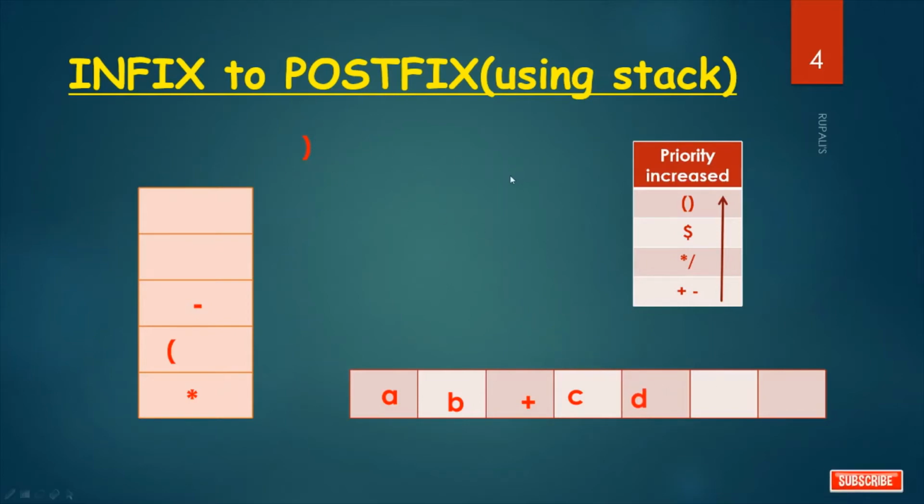Now the closing bracket comes. If a closing bracket comes, till we get the opening bracket, you have to pop all the elements. So minus is there. Pop minus, then the opening bracket will be popped, but no need to print it. Now you have to pop all the elements from the stack. So the only remaining element is this star. You have to print this star. So this is the required postfix expression of the given infix expression.